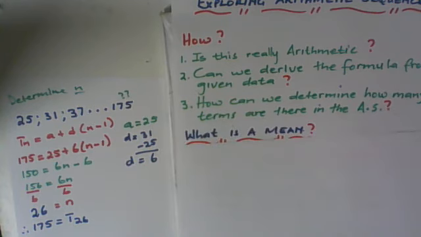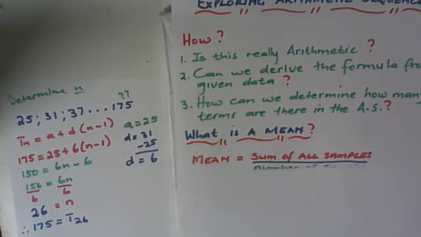Now, let's get to the next item, which is a mean. What is a mean? Are these numbers mean? No. A mean is sometimes referred to as an average. Now, what is the formula for the mean? The formula for the mean is equal to the sum of all samples over the number of the samples.